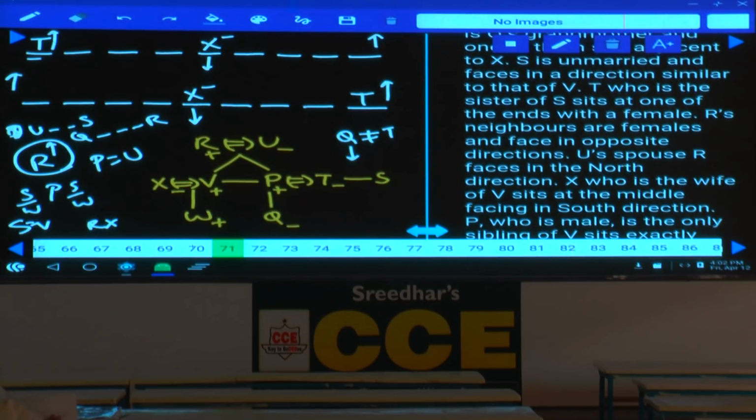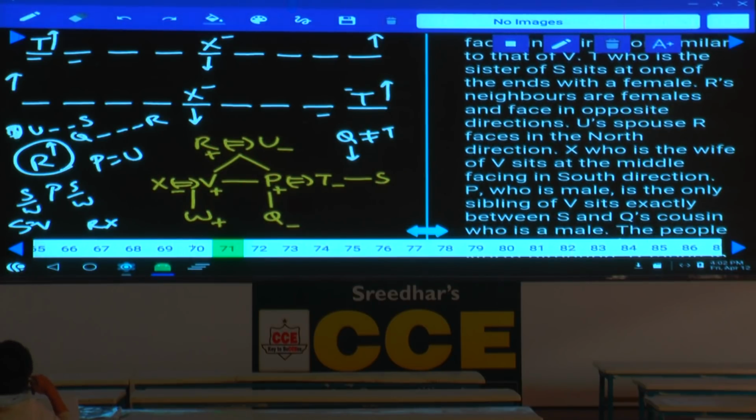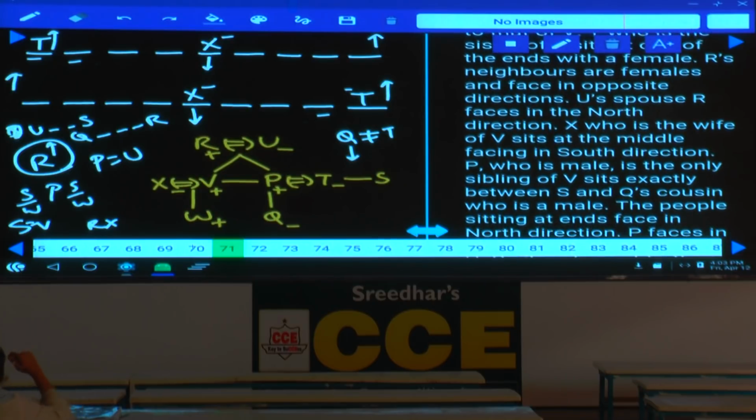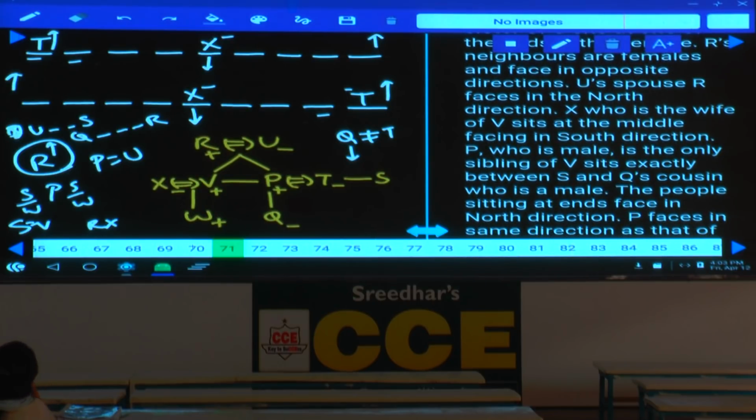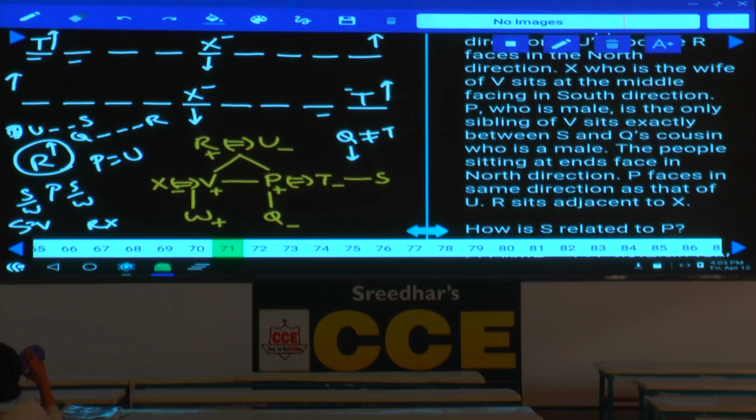T is the sister of S and sits at one of the ends with a female. The person adjacent to this T is a female. Next one, R's neighbors are females and both are in opposite directions. U's spouse is R and faces the north direction. X is the wife of V and sits in the middle facing south.